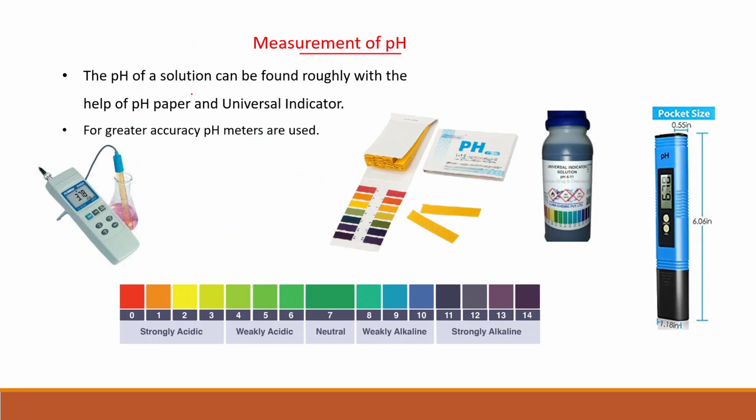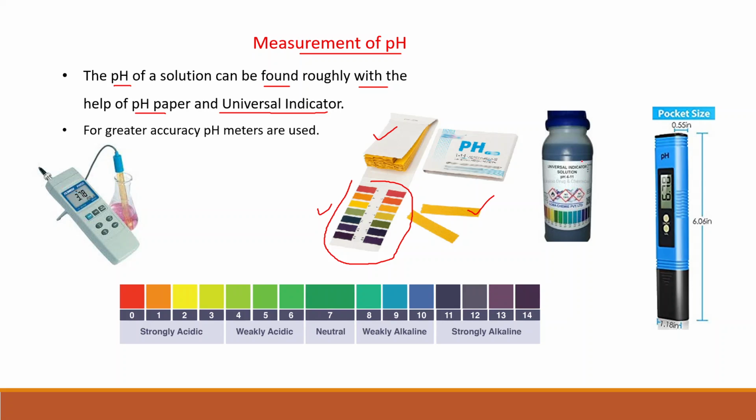Measurement of pH. The pH of a solution can be found roughly with the help of pH paper and universal indicator. I think you are familiar with these types of papers. These are the pH papers, and this is the standard colored chart. When these pH papers are dipped in a particular solution, a color appears. That color is matched with this standard chart, so we can find out the approximate pH.